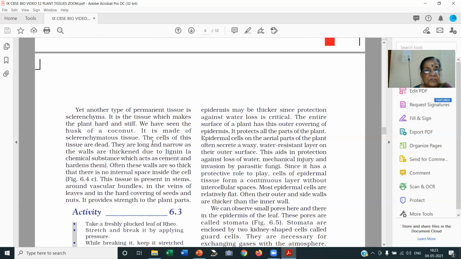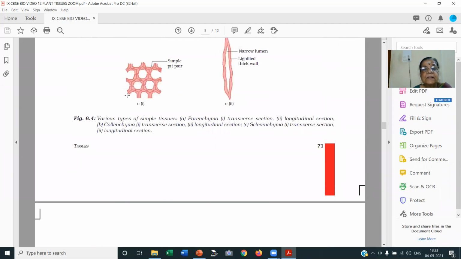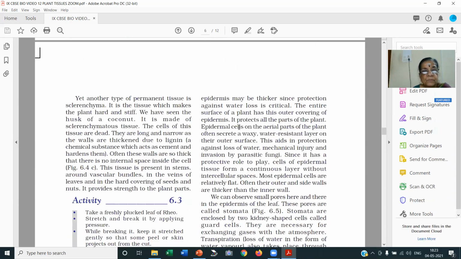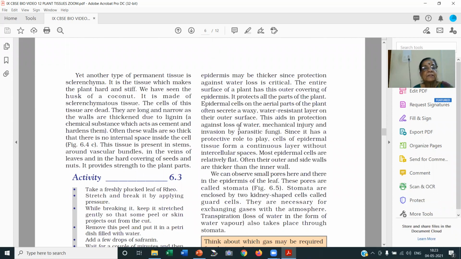And often the cell walls are so thick that there is no internal space inside the cell, as in the diagram. Okay? And then there will be a simple pit, with the cell wall thickening surrounding it. There is a central cavity that is called lumen. I hope you understand. This is the longitudinal section of the fibers, with the narrow lumen and lignified thick wall. I hope you understand.